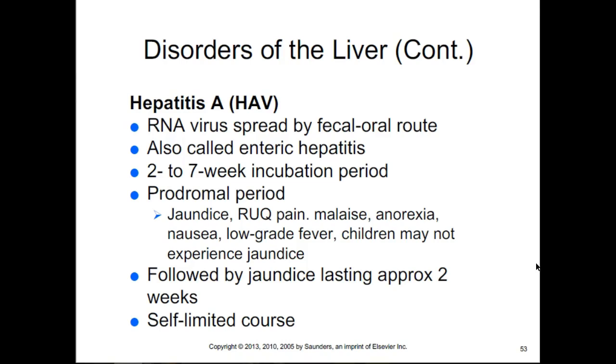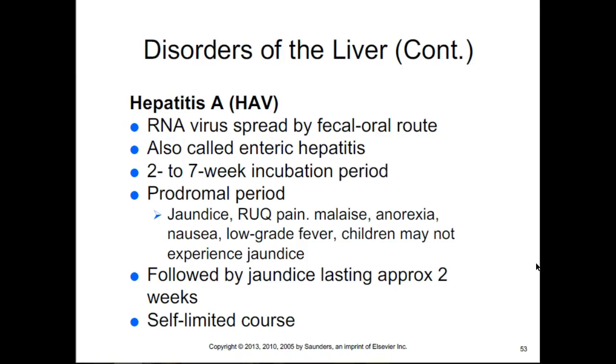Remember, so this is fecal-oral route. So it could be that somebody might have it and spread it through food. Okay, so very commonly seen because they didn't wash their hands properly. That's basically what that is, right? So through food contact, right? So followed by jaundice, lasting approximately 2 weeks, and a self-limited course.